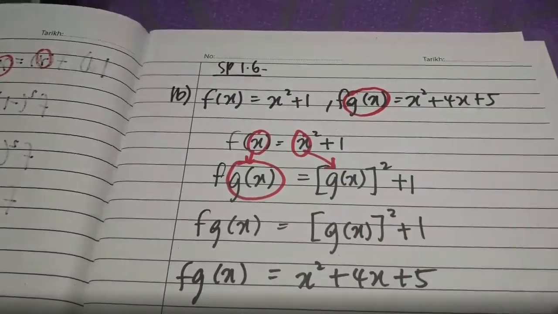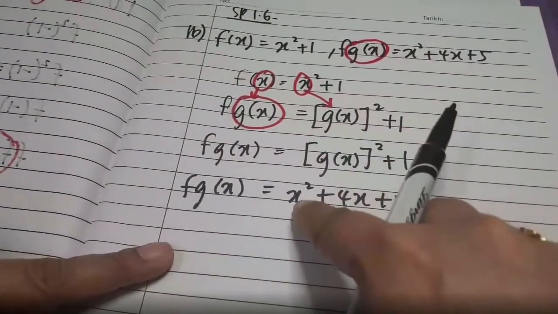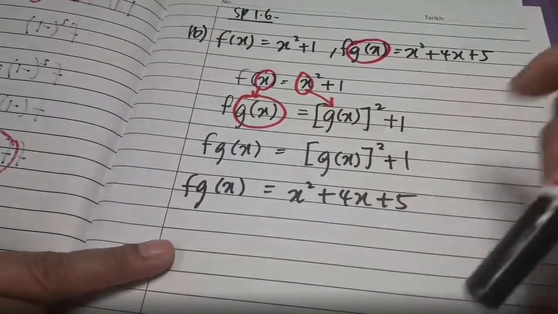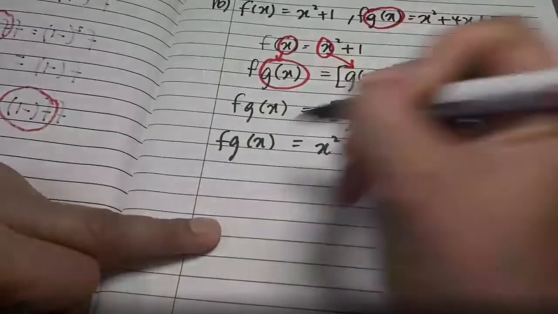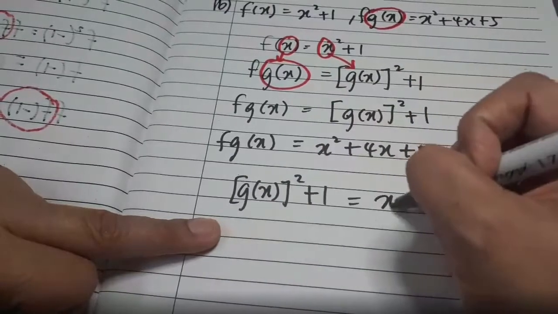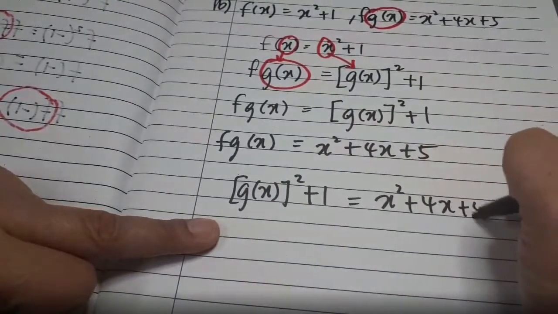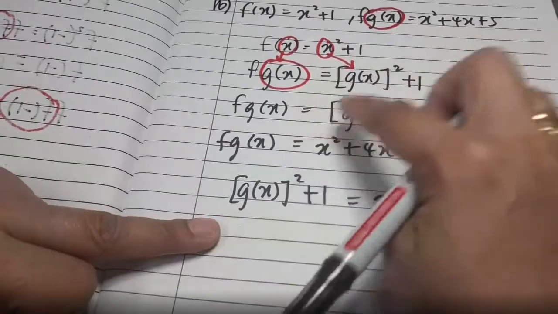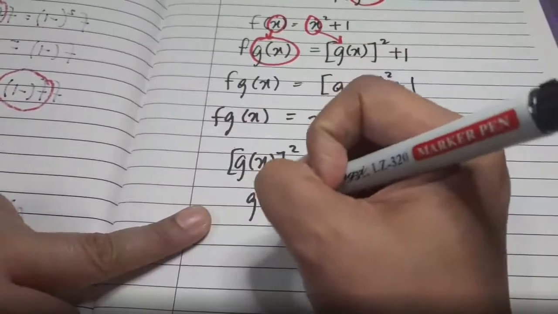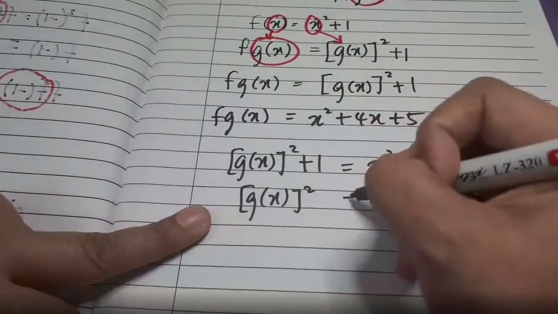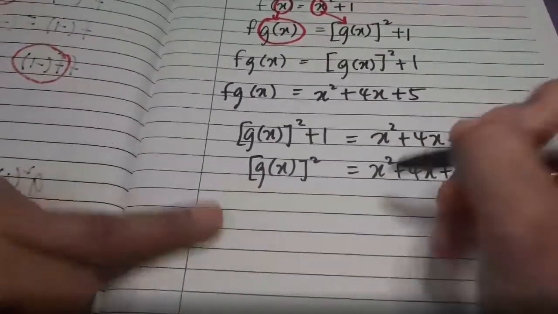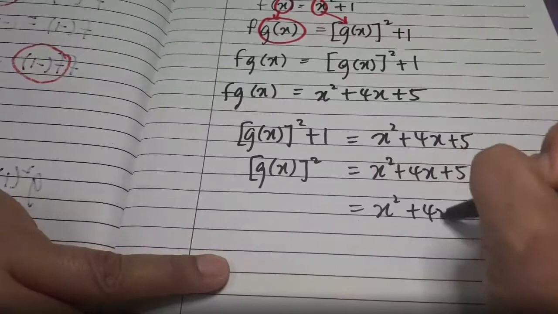Kalau macam tadi, kita cari bila x squared dia sama, kita cari dia punya coefficient dia mesti sama. Ha, tapi ini comparison dia lain pula. Comparison dia akan jadi g(x) squared plus 1 equal to x squared plus 4x plus 5, sebab both function are same. So, left hand side equal to right hand side. So, we want g(x). We bring 1 to the right, so become x squared plus 4x plus 4.